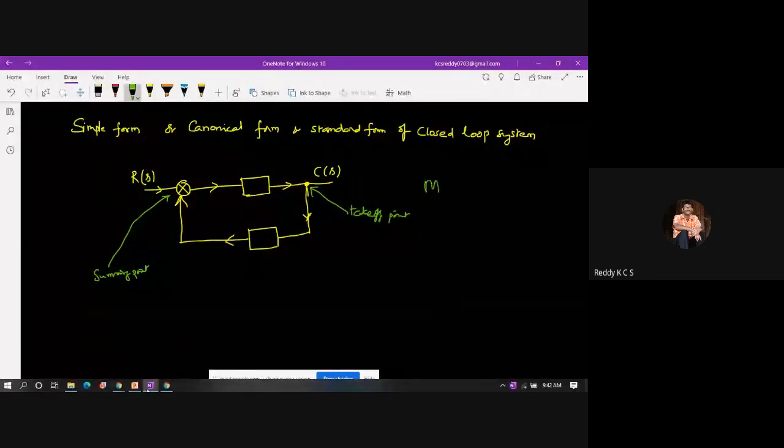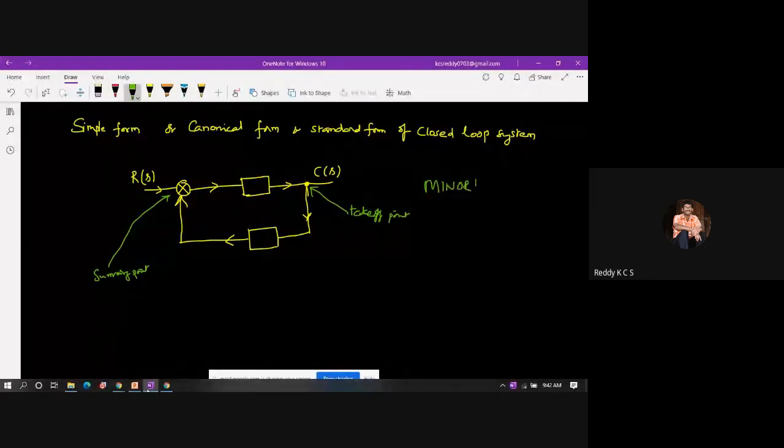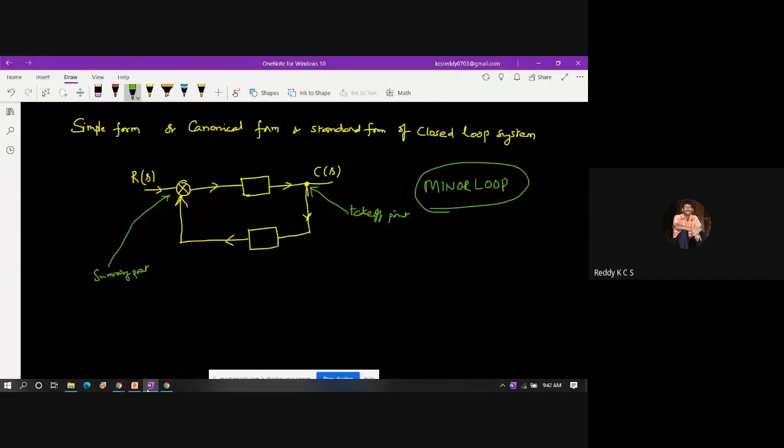This is also called a minor loop. Minor loop in the sense that it has one block in the forward path, one block in the feedback path, one summing point and one takeoff point. We can call it a minor loop, or simple form, standard form, canonical form. It has a number of names.